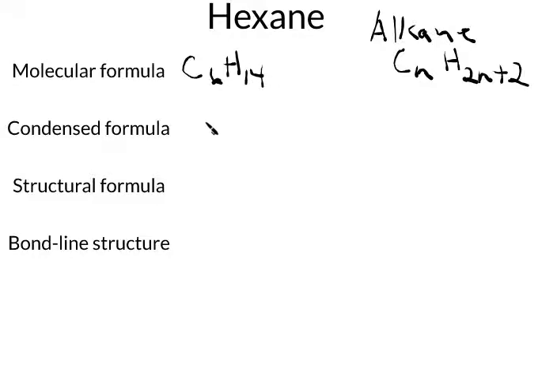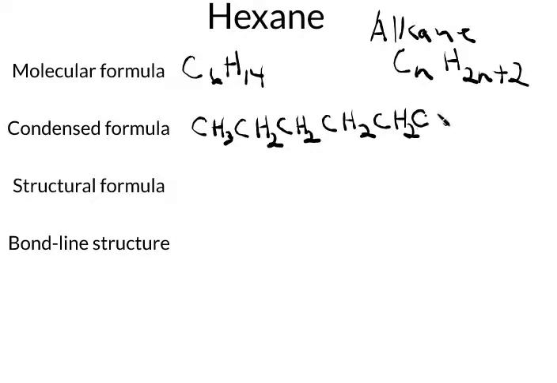We would write our condensed formula. Because there are 6 carbons, we're going to have CH3 to start, and then we'll have CH2, CH2, CH2, CH2, and then on the end we'll have our other CH3. So we have 1, 2, 3, 4, 5, 6.